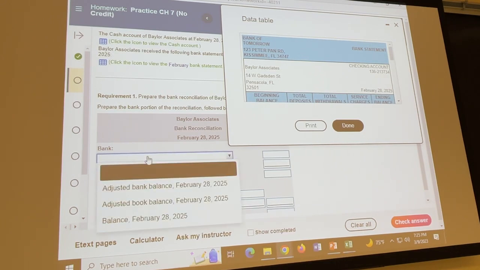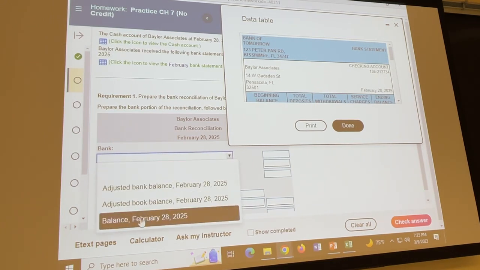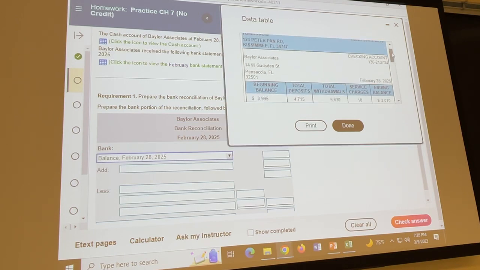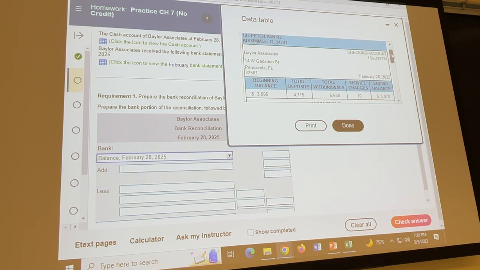So the first line on the bank side will say balance February 28th. The figure that we fill in here, a mistake I make sometimes here is that I want to fill in the beginning balance from the bank statement. That's not correct. You want to fill in the ending balance, even though it goes at the beginning of your report. You start with the ending balance, so it would be 3070.